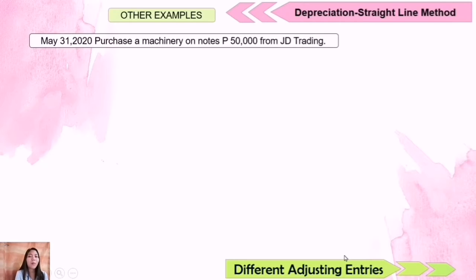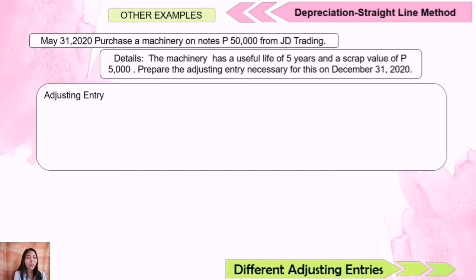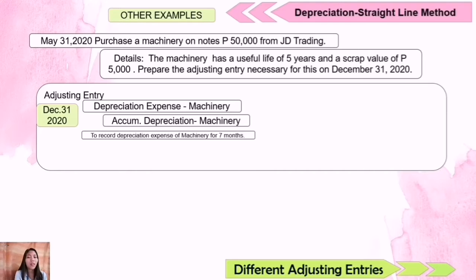Now, another example. May 31, a machinery was bought on notes for 50,000. Then the useful life is 5 years, and the scrap value is 5,000. If we are to prepare the adjusting entry of December 31, 2020, it will go like this: depreciation expense machinery, debit, and then credit accumulated depreciation machinery. Now, the amount is 5,250. How did we come up with that?